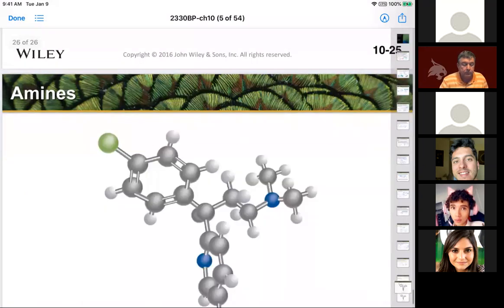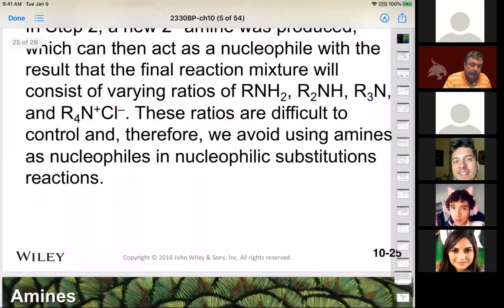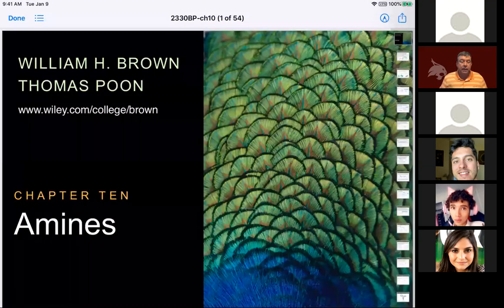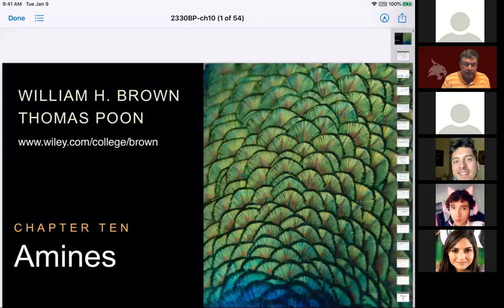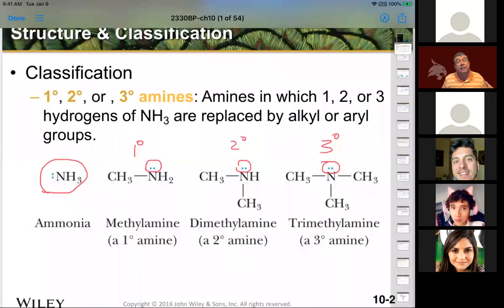Okay. So that is the end of amines. Any questions on that? We're a little early, but the amine chapter is quite short. And so the big things are classifications and basicity.